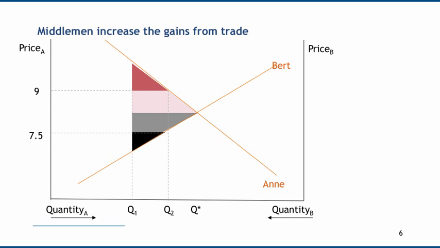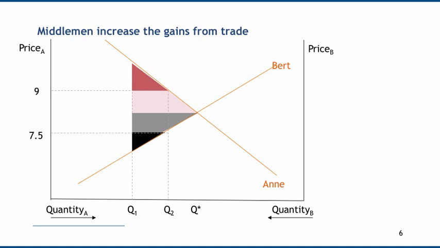Now let's introduce middlemen. So this is the diagram from before. What we're going to see is how a middleman allows the traders' gains to be larger than they would be without the middleman. This is only relevant for a world in which we have transaction costs, but this is the real world. Previously, it cost 1.5 pence for Anne and Bert to perform the exchange, the difference between the 9 pence and 7.5 pence.